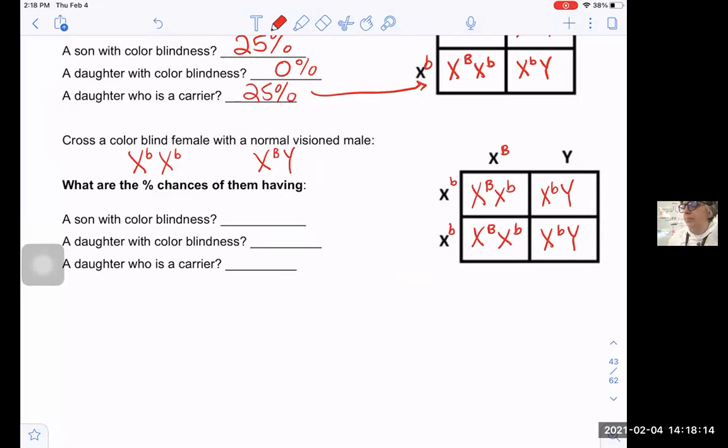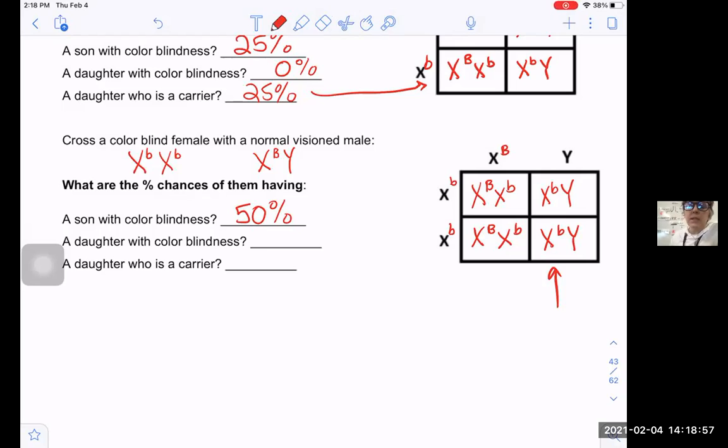All right. So if mom is colorblind, she is homozygous recessive. So both of her X's have the dangerous recessive little b. So what is their chance of having a son with color blindness? It is 50%. It's the same percent chance of even having a son, right? So all of her sons are going to be colorblind, right? So if this couple has a son, 100% of their sons will be colorblind.